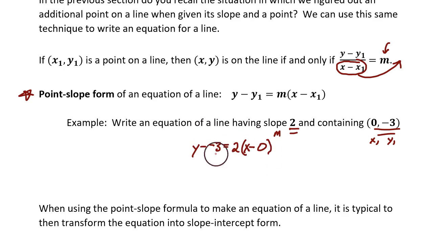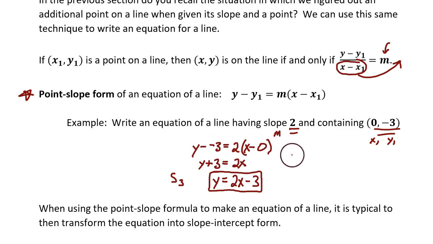However, let's simplify this a little bit nicer. This minus negative situation can be rewritten as an adding symbol. Over here we can distribute: 2 times x is 2x, and 2 times 0 is nothing. One more thing that could be done is we could subtract 3 from both sides. That gets the variable y alone, and we get 2x minus 3. This equation is a little more compact than our point-slope equation, and so this one is preferred.